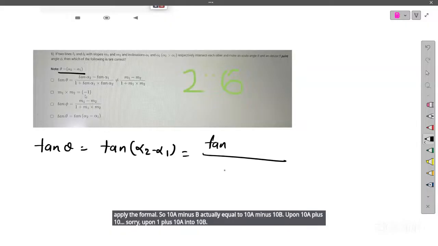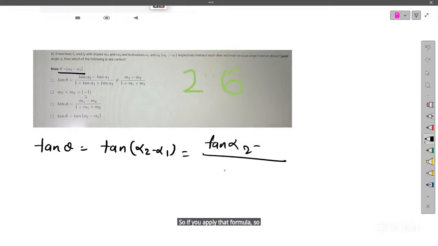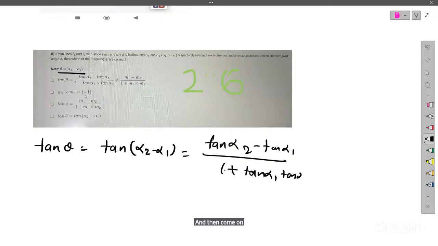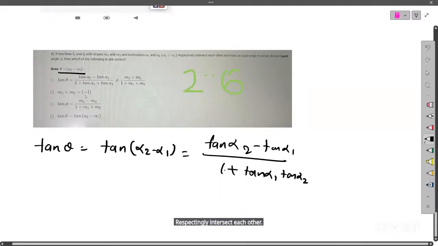So if you apply that formula, tan alpha 2 minus tan alpha 1 upon 1 plus tan alpha 1 into tan alpha 2. Okay, so they are saying it's not equal to (m1 minus m2) upon (m1 m2). But what is m1 and m2? The lines respectively intersect each other. Okay, the slopes are m1 and m2.